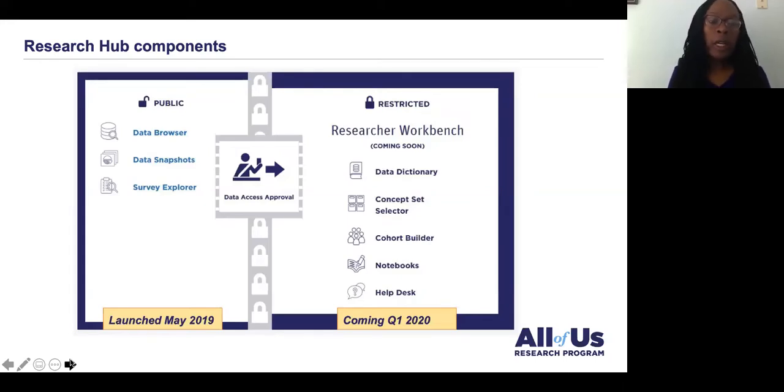So the Research Hub or the Workbench has a data browser, data snapshots, a survey explorer, and it's a graphic user interface, so it's very intuitive to use. And there's a data dictionary with a concept set selector. This says coming soon, but actually this is available now. This is an old slide. And it became available in 2020, the Cohort Builder Network.